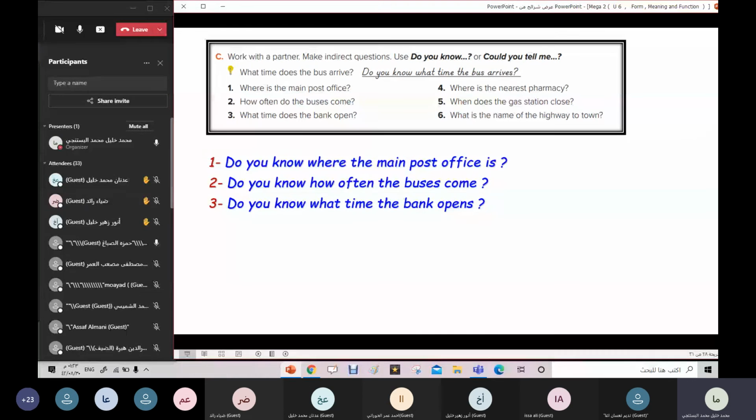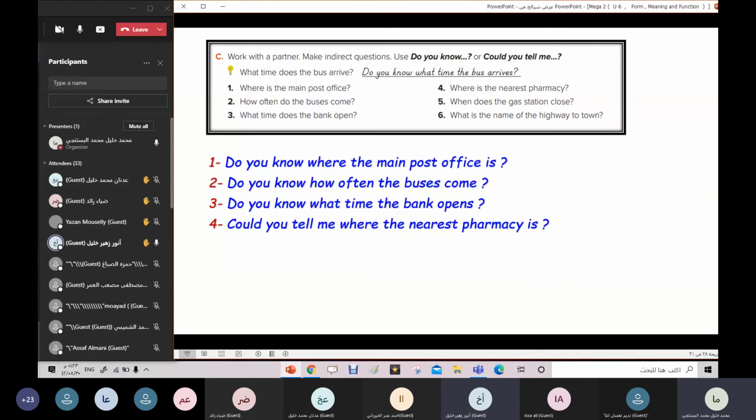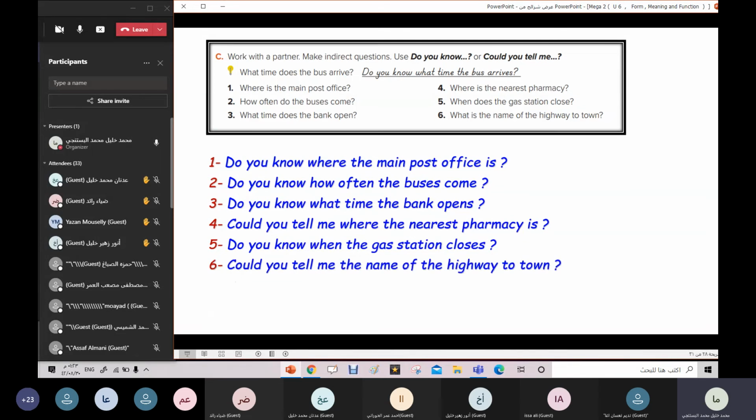Number 4, where is the nearest pharmacy? Anwar? Nice one. Could you tell me where the nearest pharmacy is? Number 5, do you know when the gas station closes? Here we have does, just remove it and put s. What is the name of the highway to town? Could you tell me what the name of the highway to town is?